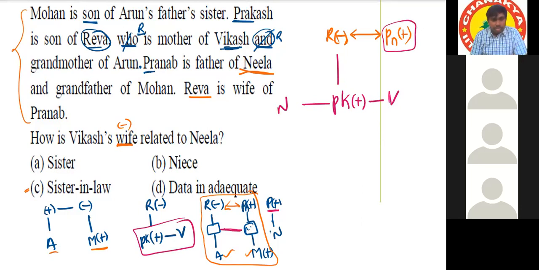And now see, the male person's child is A and the female person's child is M. But here the genders are not declared. Okay, the gender is declared from the question. Because gender is?